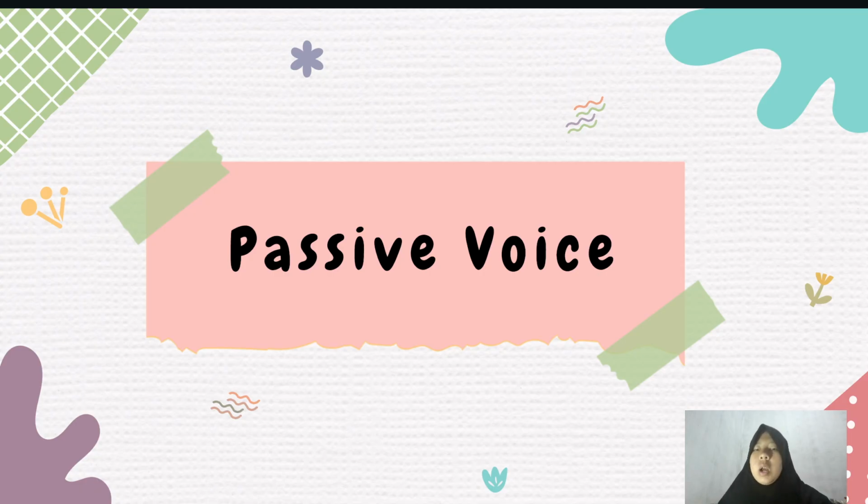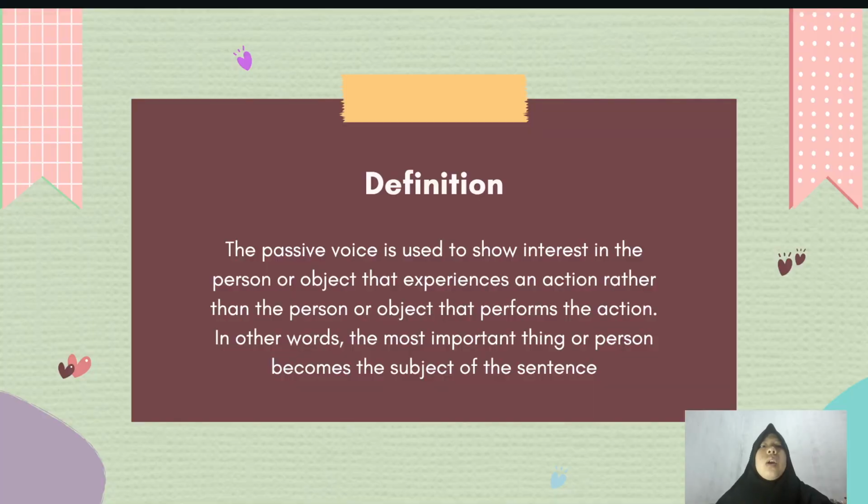Understanding the passive voice. First, let's define what the passive voice is. The passive voice is a grammatical construction where the object of the action becomes the subject of the sentence. In contrast, in the active voice, the subject of the sentence performs the action, while in the passive voice, the subject receives the action. For example, in the active voice, you might say, I clean the house every day.